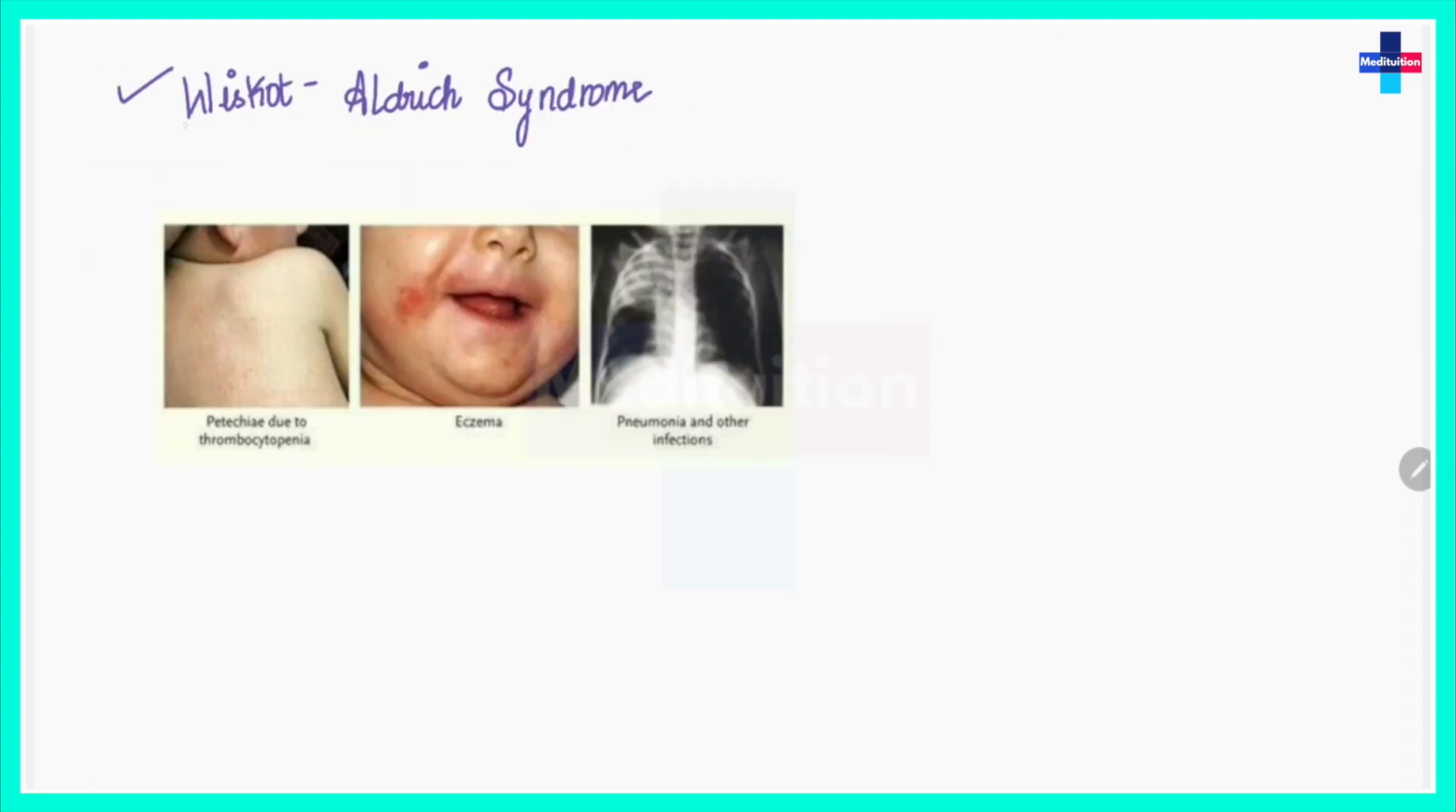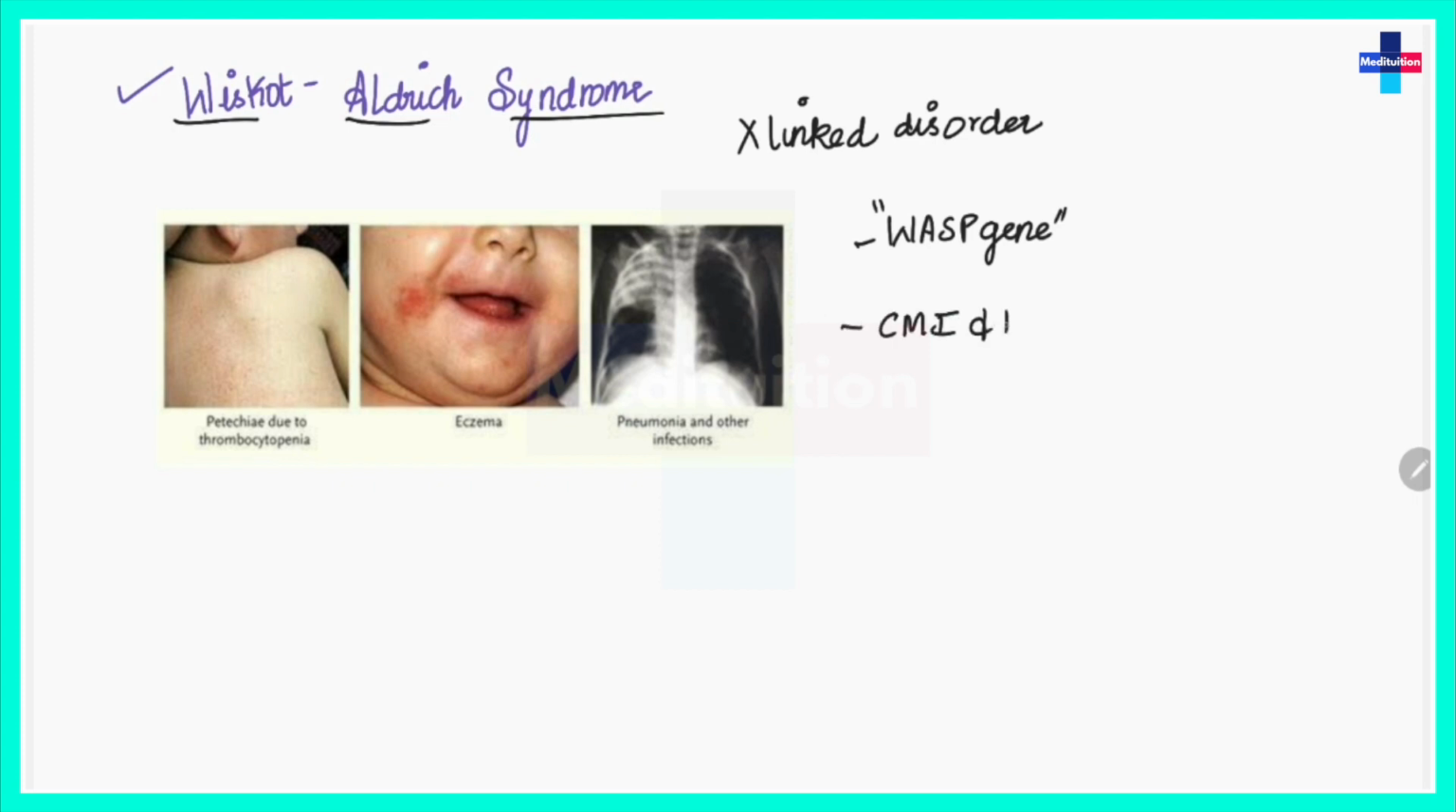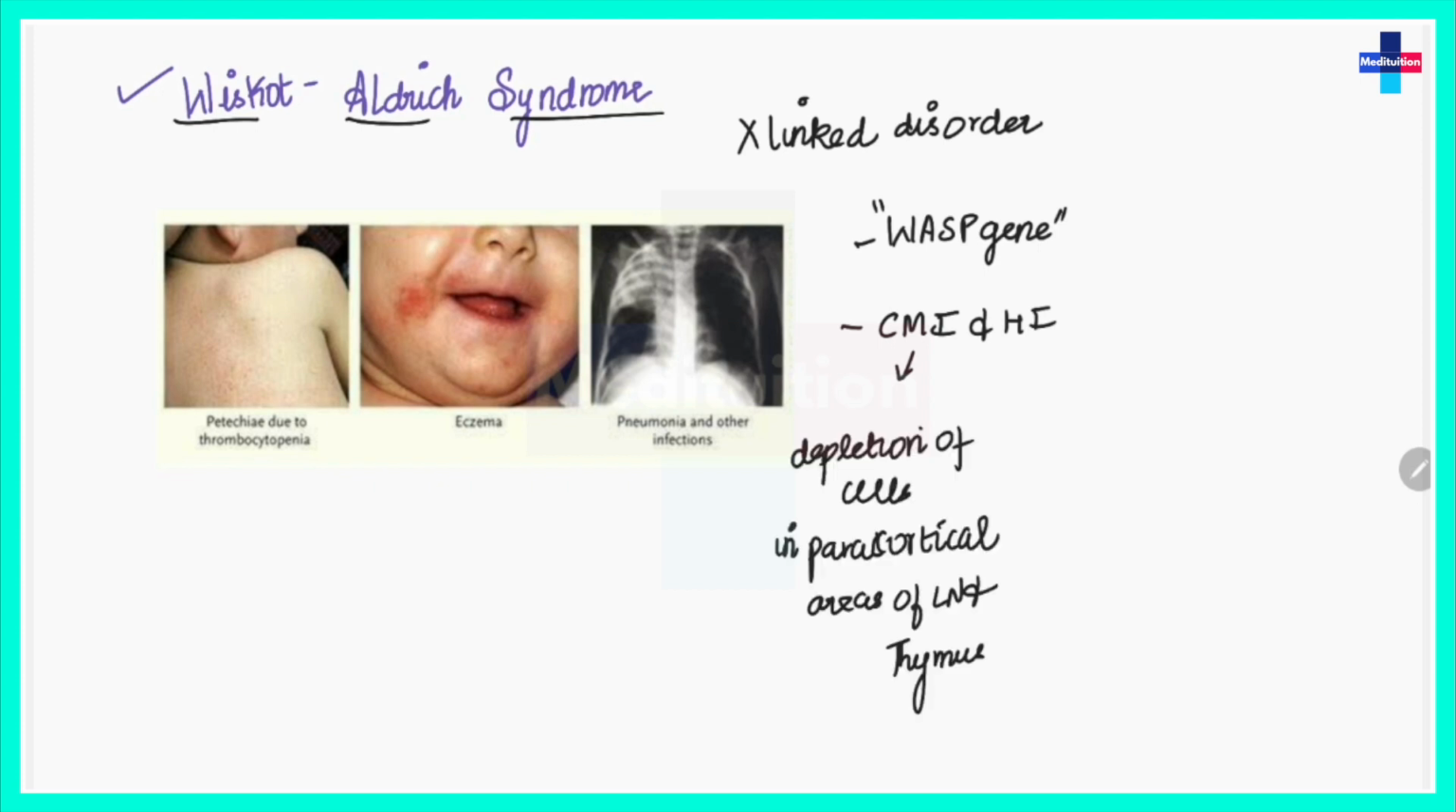The next disorder is Wiskott-Aldrich syndrome, and Wiskott-Aldrich syndrome is an X-linked disorder. So this is also a hereditary condition which is inherited in X-linked trait. In this disorder, there is a problem in a gene called the WASP gene. This gene is defective in this disorder. Both cell-mediated immunity and humoral immunity will be affected, and cell-mediated immunity is progressively affected, because of the depletion of cells in the thymus and the paracortical areas of lymph nodes.